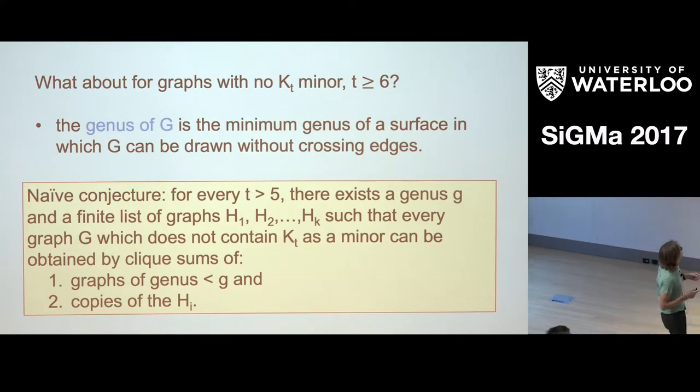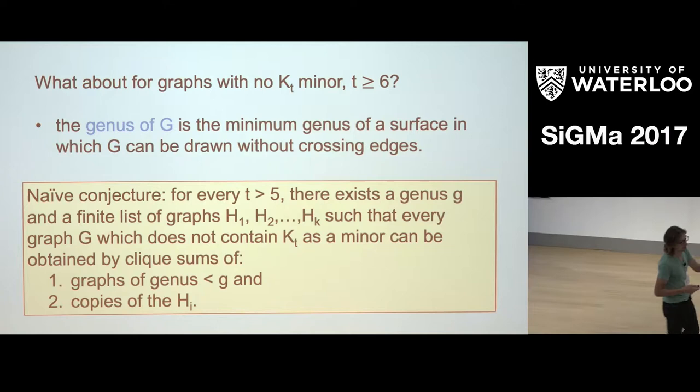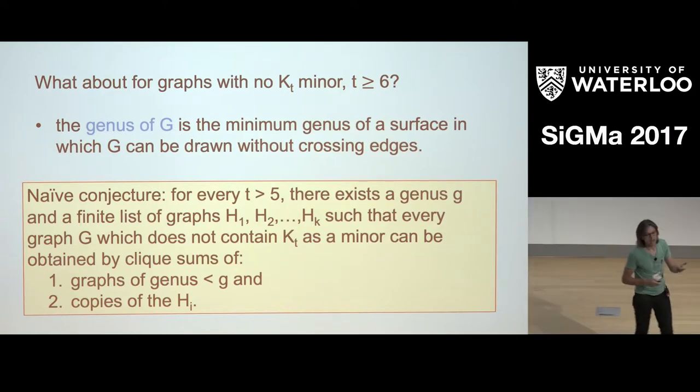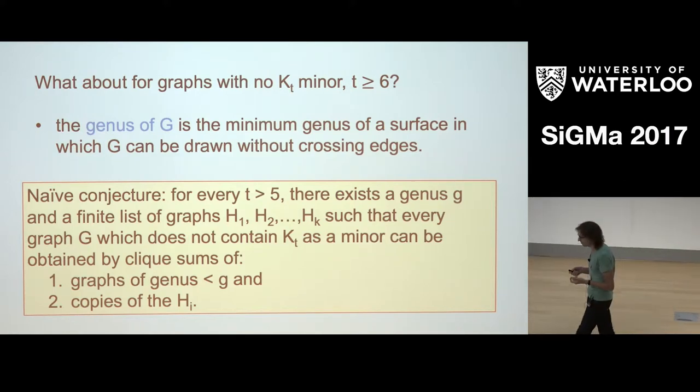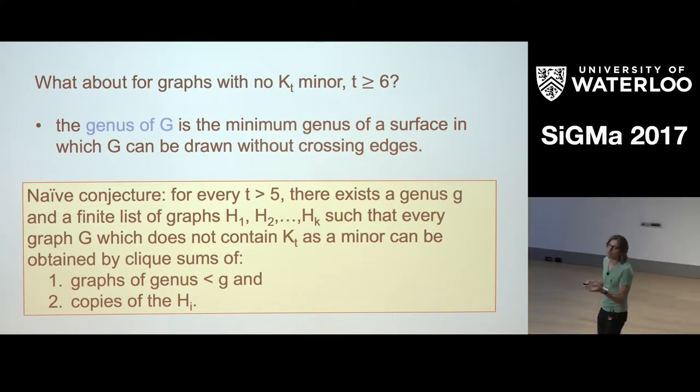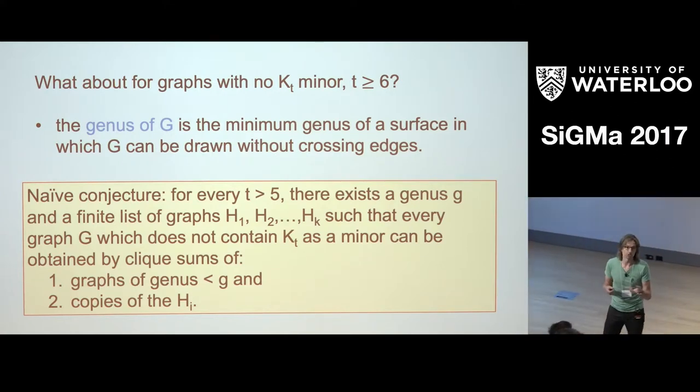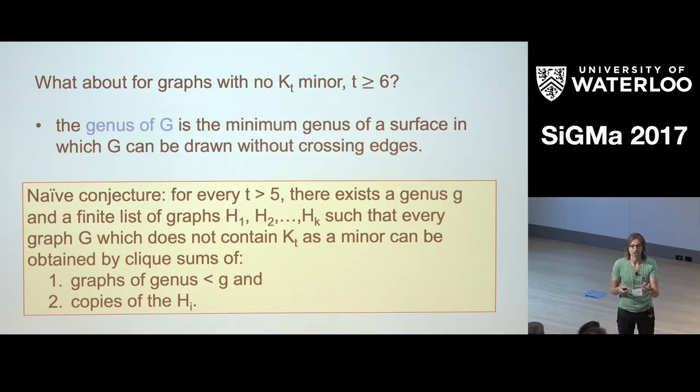So going forward, we're going to be looking at excluding just a clique of size K_t, and I'm only going to be able to approximately characterize the graphs which exclude that clique. I'm not going to be able to get an exact if and only if. So that's another motivation for only concerning ourselves with cliques going forward, right? If I'm excluding H as a minor, but I'm only going to do it approximately, then I might as well exclude the clique with as many vertices as H has as a minor.